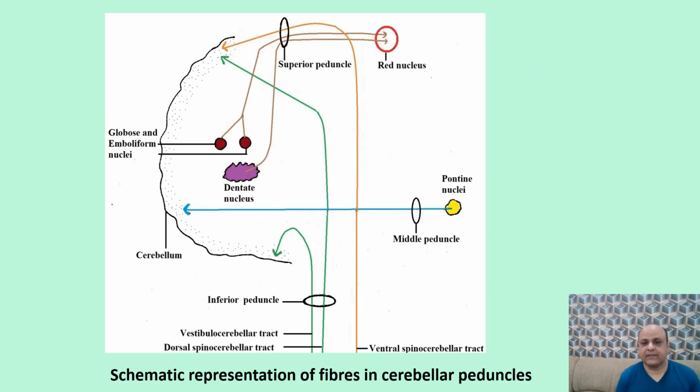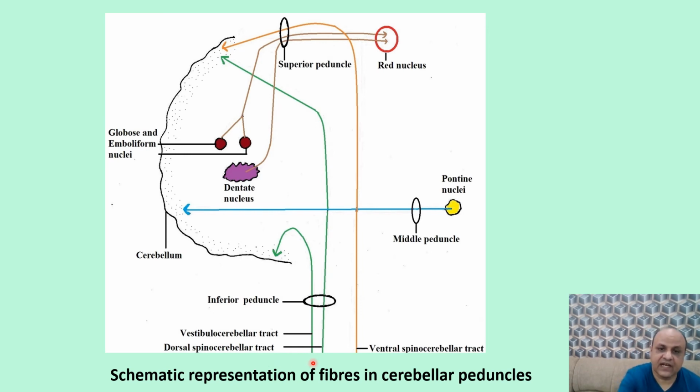Now this is a schematic representation of fibers in the cerebellar peduncles. So here we can make out the different cerebellar peduncles. So this one is the superior cerebellar peduncle, this one is the middle cerebellar peduncle, and this one is the inferior cerebellar peduncle. So you can make out here that the inferior cerebellar peduncle is consisting mainly of afferent fibers, and the main afferent fibers are vestibulocerebellar tract and dorsal spinocerebellar tract.